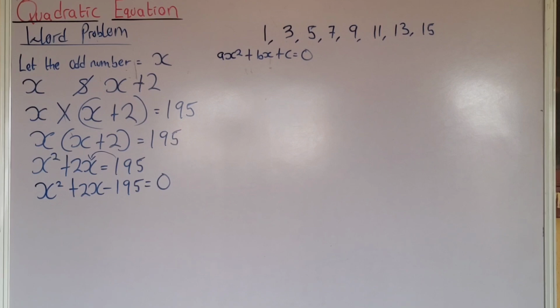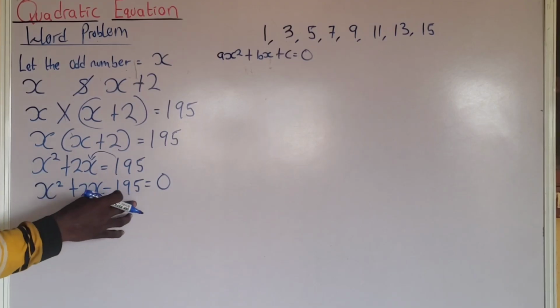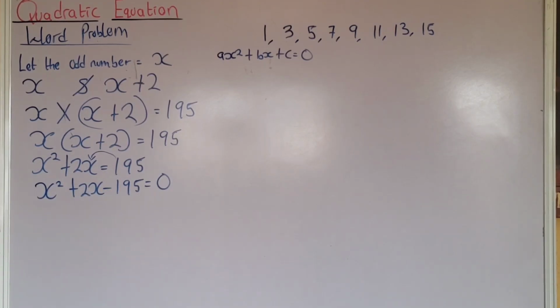Let's solve it using the factorization method. To solve this using the factorization method, you just have to think of two numbers such that when you take their product, you are going to have negative 495, and when you take their sum, you are going to have positive 2. What are those two numbers? Those two numbers are negative 13 and 15. You understand? So, having done that, you are going to replace the second term by those two numbers.